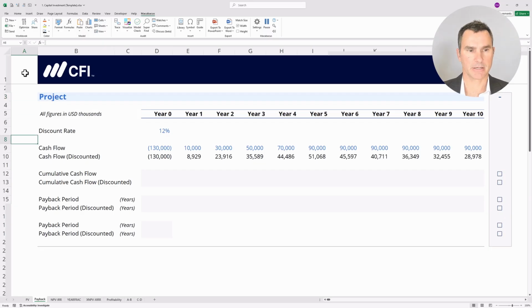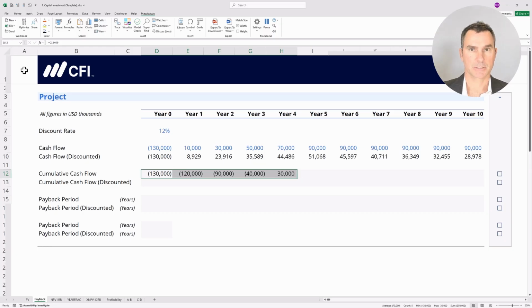First up, let's go down here and calculate the cumulative cash flow. So we could do this by putting in the equation where we're adding this empty cell to this net cash flow of minus $130 million, hitting enter. Now we can highlight across just like this and hit Control R just to copy them to the right. So we can already see how quickly the company has paid back its capital.